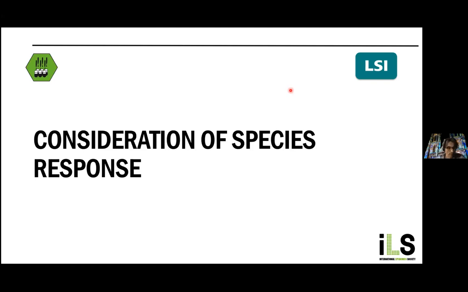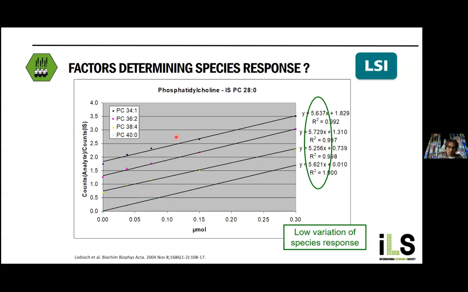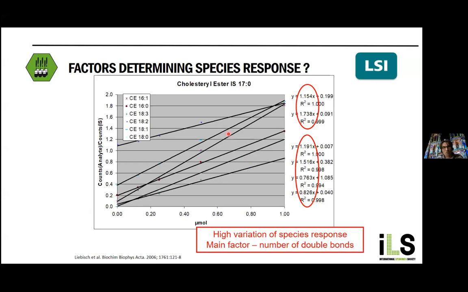To get to accurate values, you need to consider a species' response. Bob told you that already yesterday, and we have here different lipid classes. Here the PC. These are the calibration lines from our triple quad instrument, and you see we get very similar responses for all these different species. So they behave quite well in that respect, not much difference concerning chain length and double bonds in positive ion mode. But if you have a look at cholesterol esters, you see huge differences.